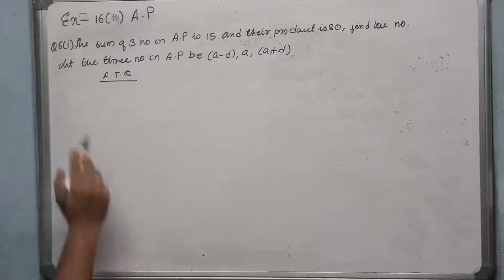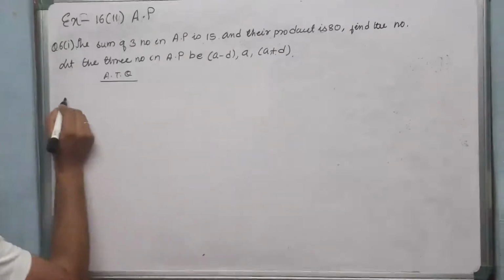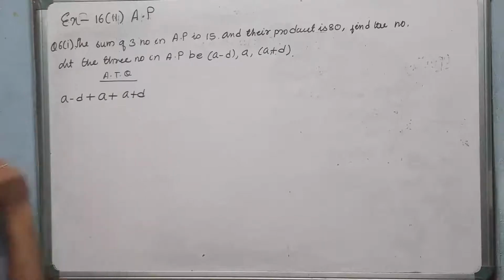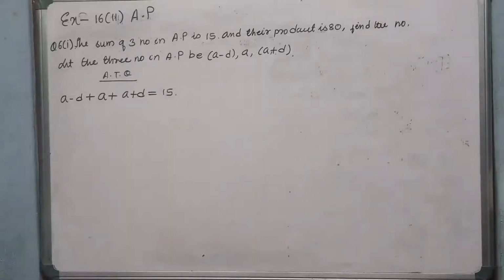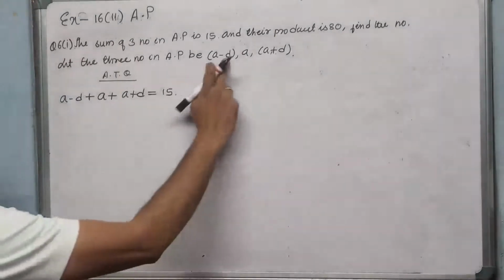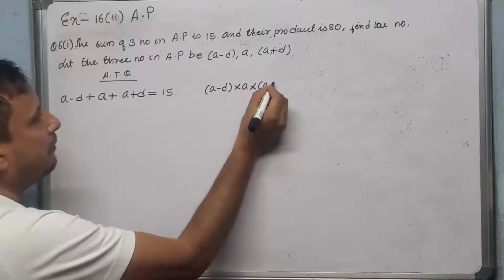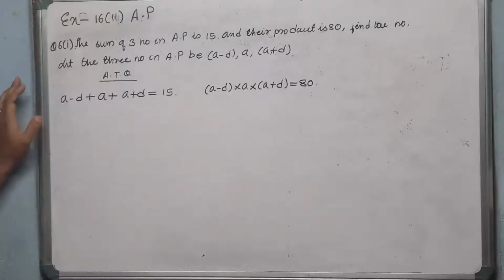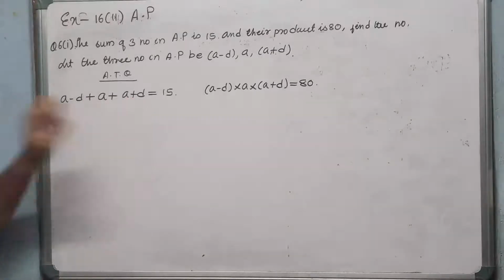According to the question, what is given? The sum of the 3 numbers in AP is 15. That means the sum of these 3 numbers: a minus d plus a plus a plus d equals 15. Sum means that you have to add all 3 numbers. And the next part of the problem, their product is 80. Their product means the product of these three quantities: a minus d into a into a plus d equals 80. To find the numbers, we now have to calculate the values of a and d.